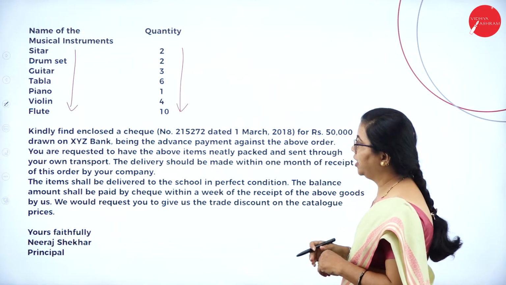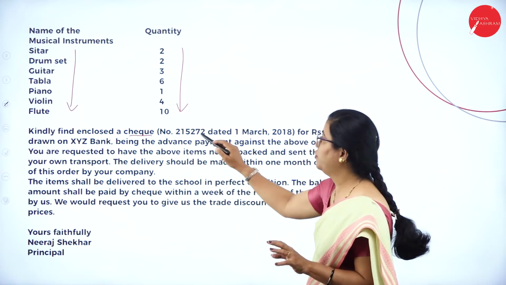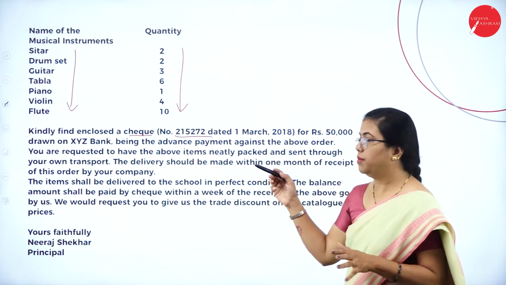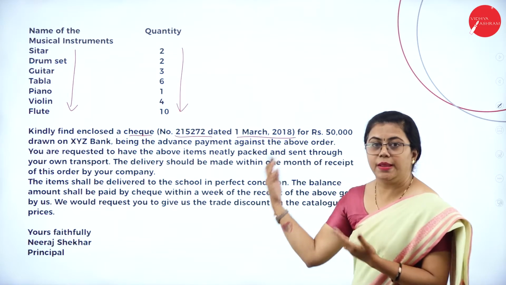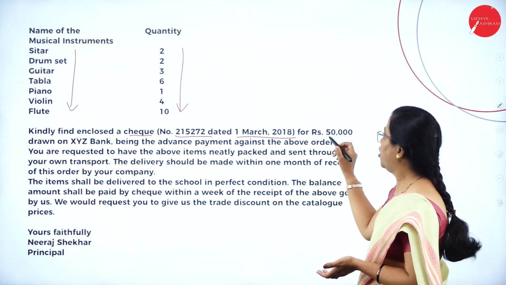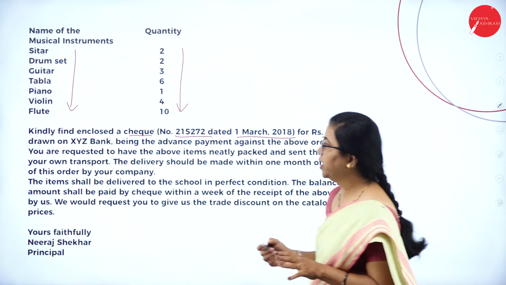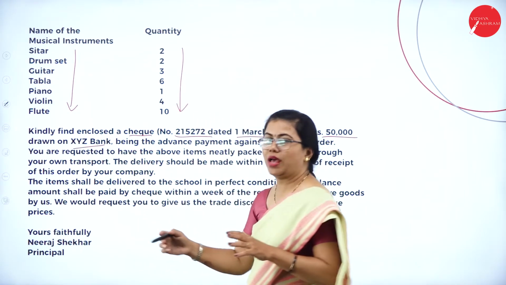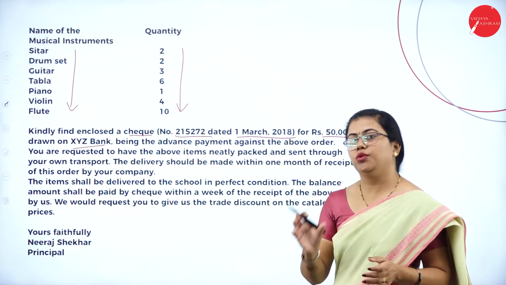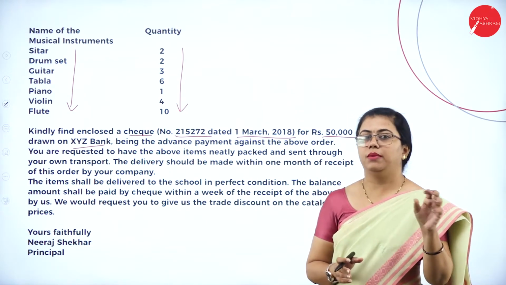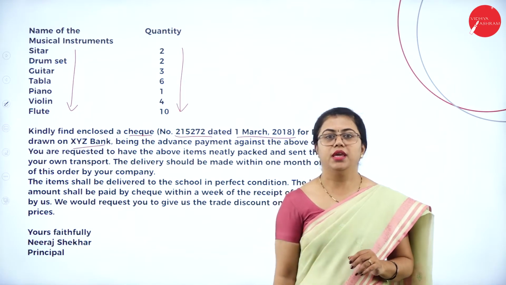Then, kindly find enclosed a check. They have attached a check, bearing this check number, and also the date of the check. So they have already paid for the items. The amount is 50,000 rupees, drawn on XYZ bank. I am not taking the name of any bank; I just wrote XYZ. If you would like, you can write any bank's name, or the one specified in the question given to you. Sometimes the question will specify it.